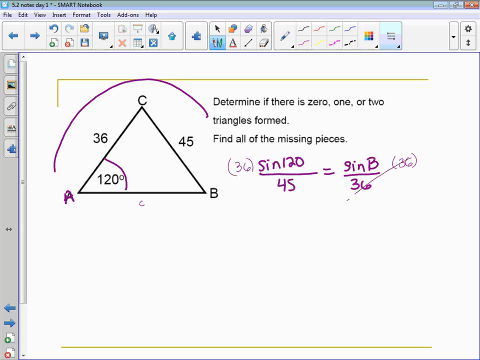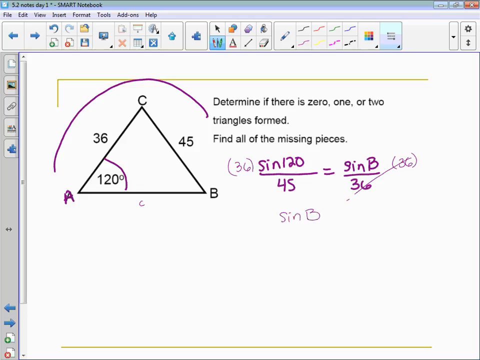Okay, cancel that. Let me grab a calculator. So you need to key into your calculator 36 times the sine of 120 over 45. That is not your answer. Divide by 45. Yes, I'm in the right mode. Are you getting like 0.692820? Yes? Okay. That is what sine of B equals.